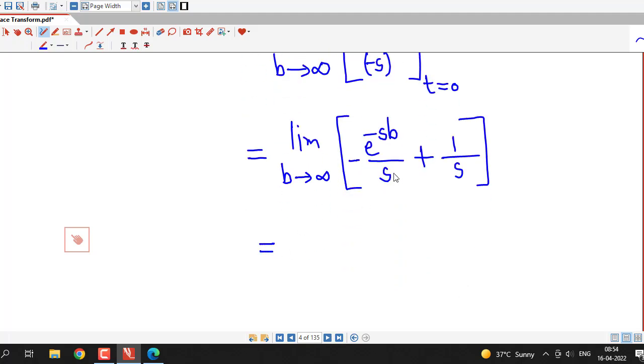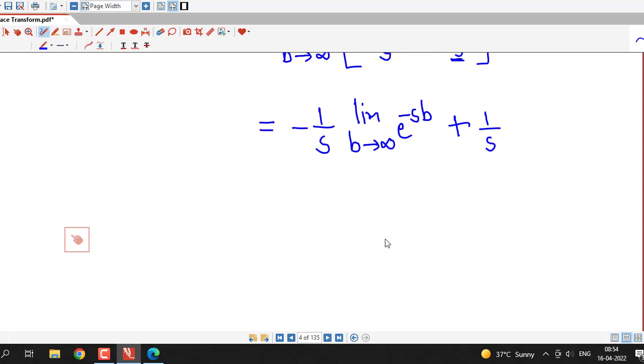So this is equal to, now here minus 1 by s is independent of b, so we can rewrite this as limit of e raised to minus s into b as b tending to infinity, plus this 1 by s is independent of b, so its limit is 1 by s as b tending to infinity. Now here we have two possibilities. This coefficient s of b is either positive or negative. So we have this type of situation.